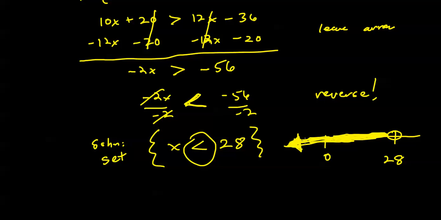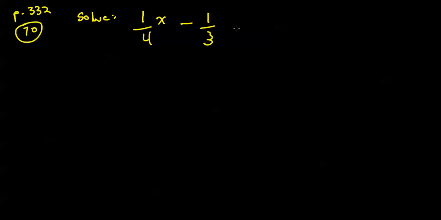Alright, 2 more today. Let's see, I don't believe this is in your homework list, but it is in the upper reaches of the exercises at the end of the chapter. This is number 70 on page 332. Solve the inequality statement. 1/4 times x minus 1/3 is less than or equal to x plus 2.